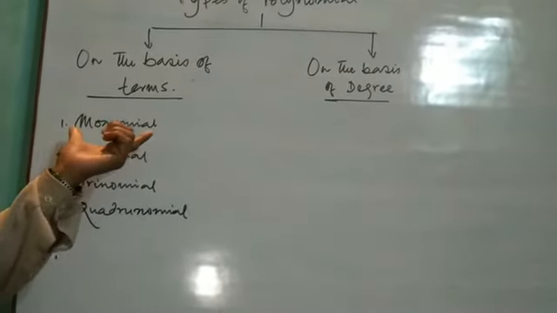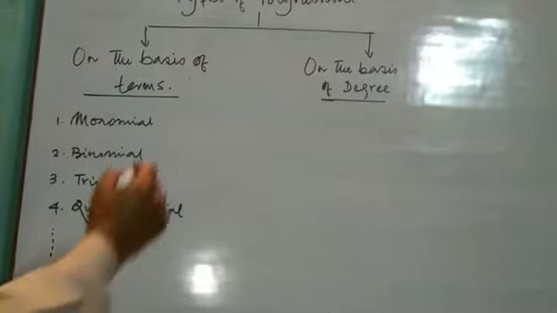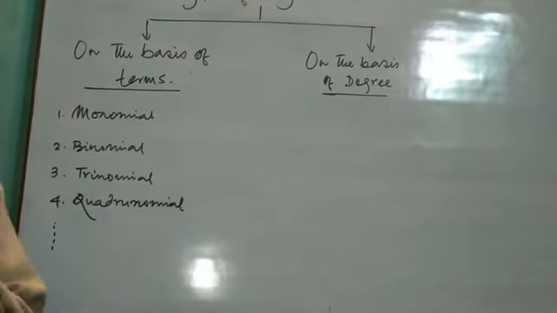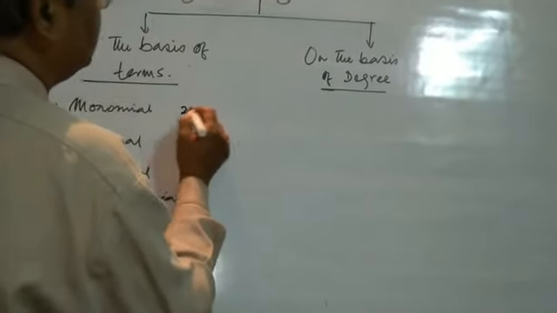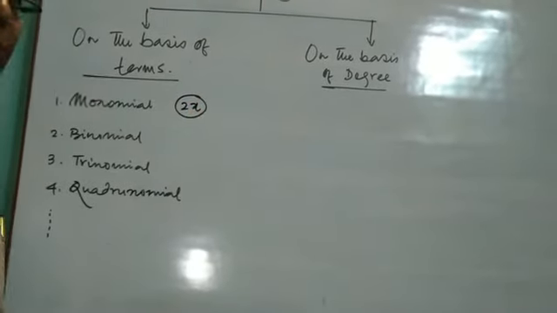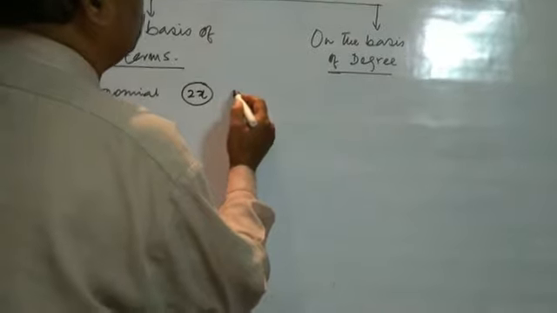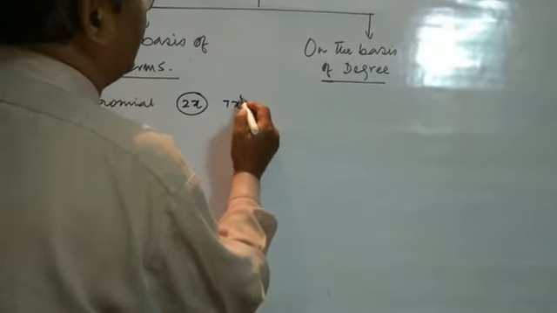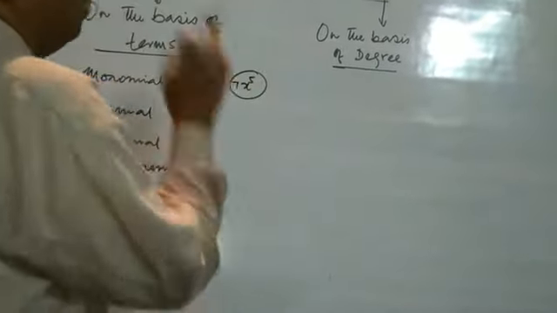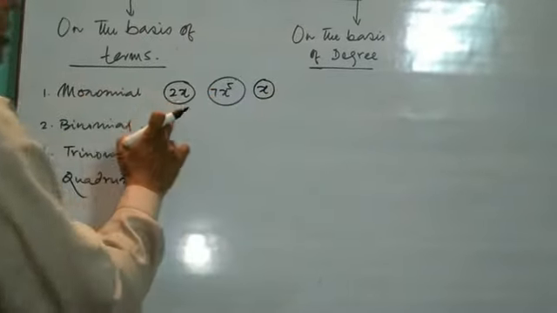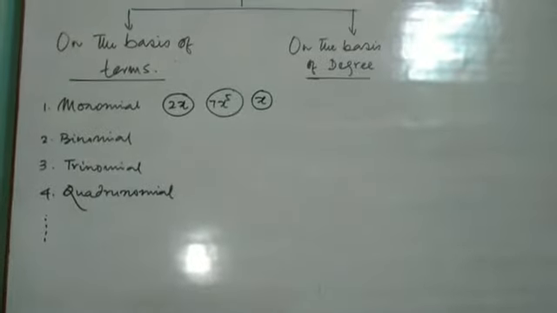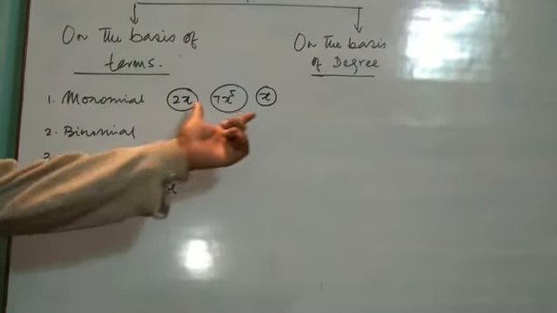What is the meaning of monomial? Monomial means a polynomial which has only one term. If I am writing 2x, single term, it is 2x. If I am writing 7x to the power 5, again one term. I am writing simply x, it is also a monomial. So these are the examples of monomial. Here the variable is x.